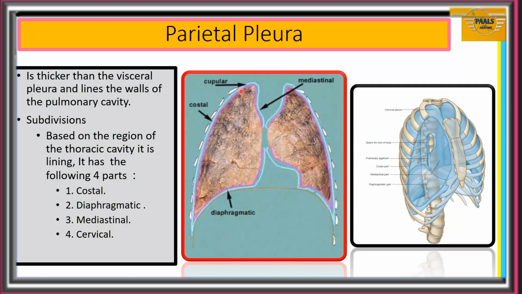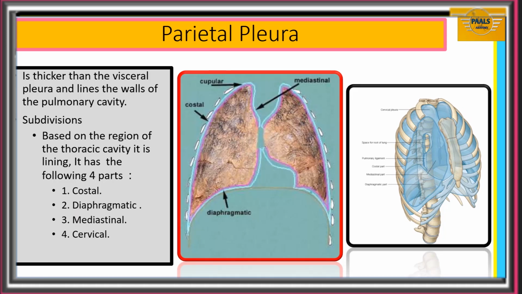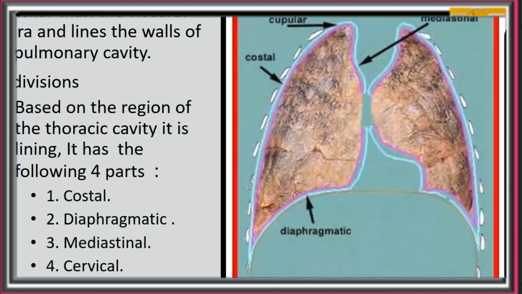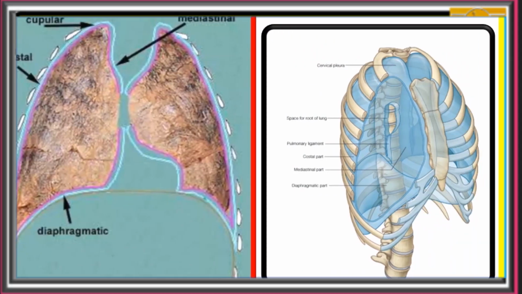So, the parietal pleura is thicker than the visceral pleura, and it lines the walls of the pulmonary cavity. Based on the regions of the thoracic cavity it is covering, the parietal pleura can be divided into 4 parts. We have the part that is called the costal part. Here is the costal part. And also, here is the costal part.